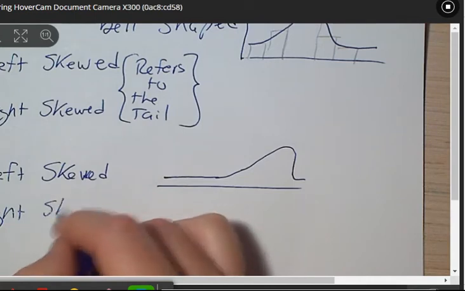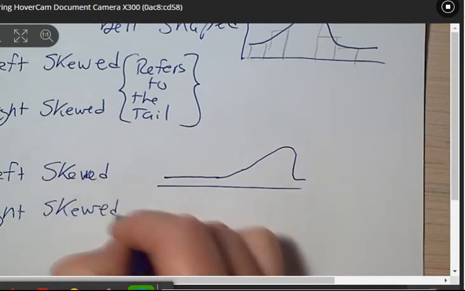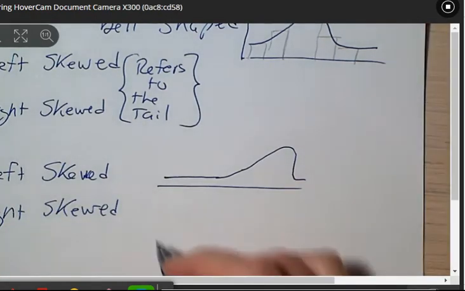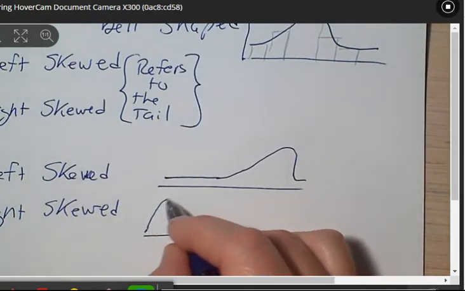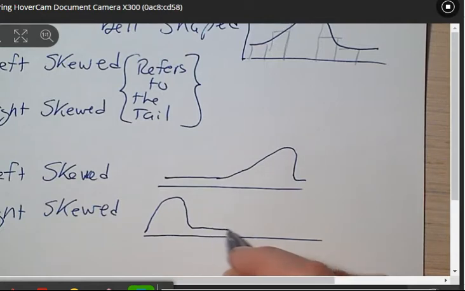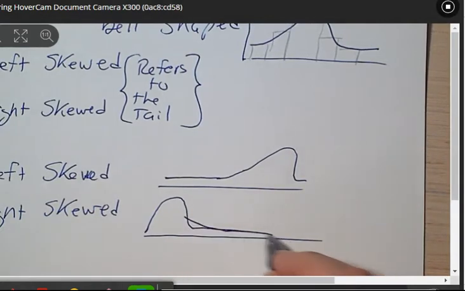Or if you talk about a right skewed test, it's going to be the opposite. This would be the test where you made it too hard. You've got a lot of people that failed this test, but then there was only a handful of people that wound up passing this class.